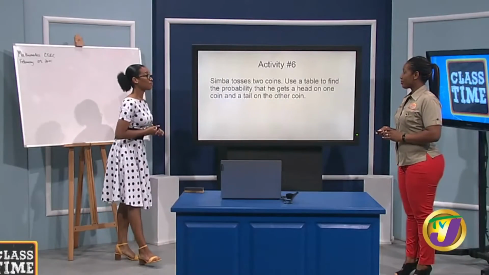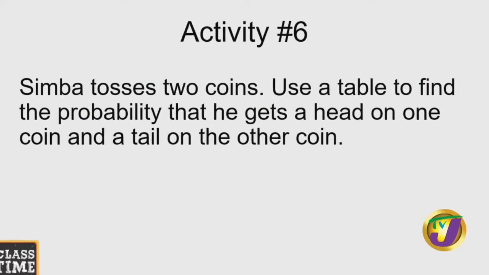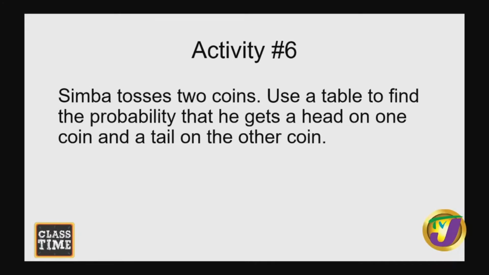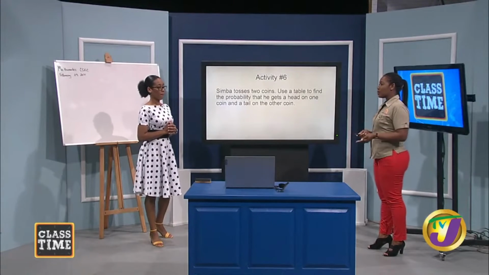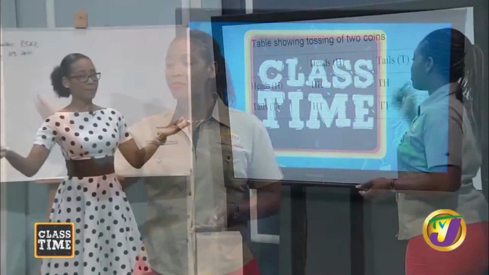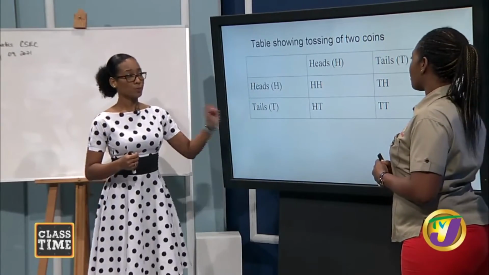We're going to be taking a look at our second to last activity for the day. So here goes. Simba tosses 2 coins. Use a table to find the probability that he gets a head on one coin and a tail on the other coin. Since we're using a table, we're going to go right to the table to see what it would look like. The options for tossing a coin are very simple. You can either get a head or a tail. So this would be coin 1. Exactly. Coin 2.